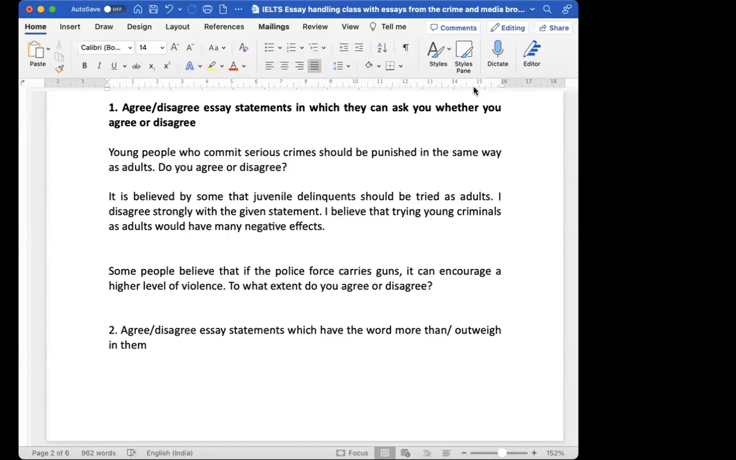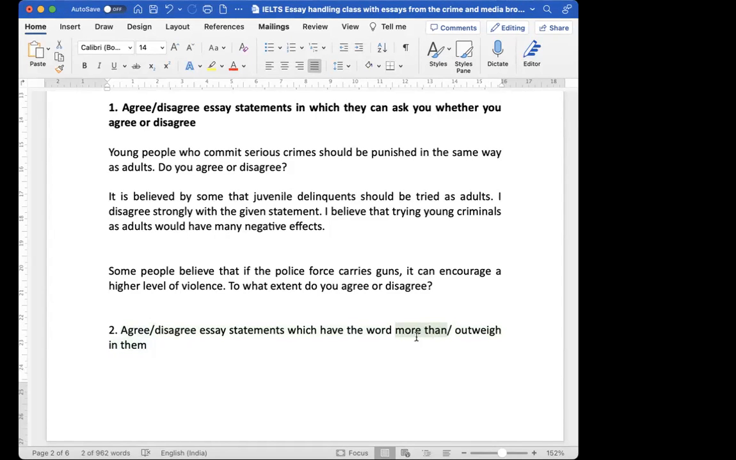Okay, ma'am. But then there will be essays, and you will find them here in your book when you go through. I just took the crime essays in front of me and took out a few essays of each type. I could not find a single essay in crime with a positive or negative development, but I'll do that type also from something else. Now the second type of agree disagree essay is the agree disagree statement which has the words more than.